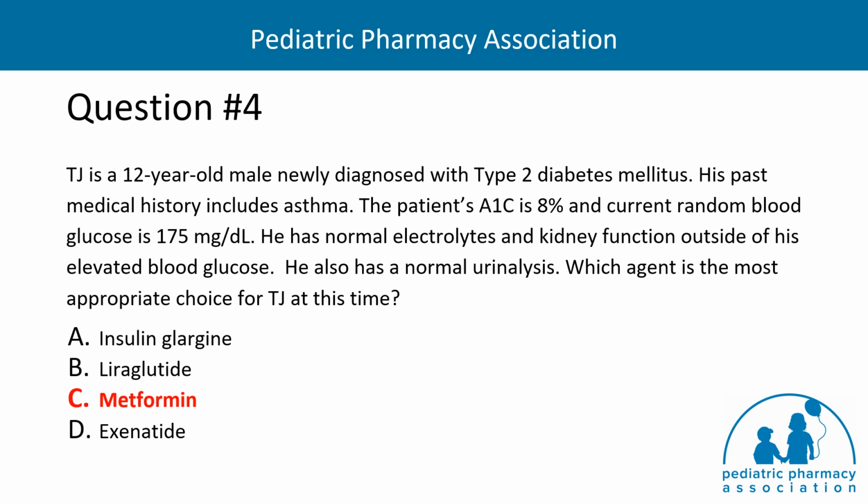And the answer is C, metformin. If we remember back to Dr. Lonabaugh's discussion, metformin was pretty much the mainstay of therapy for patients with type 2 diabetes. GLP-1 agonists such as liraglutide and exenatide are usually supplemental to metformin. Same thing with insulin glargine. The patient is obviously not on metformin currently, so starting metformin right now would be the best option for TJ at this time.